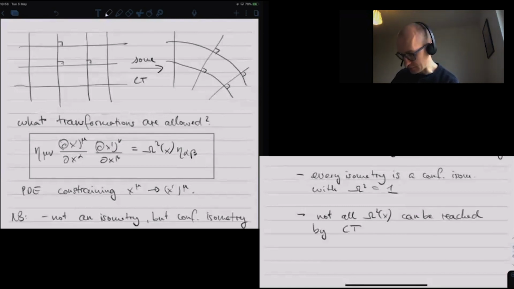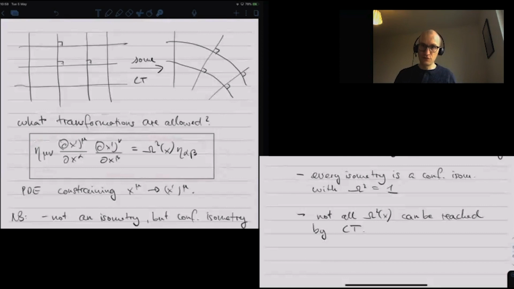By a conformal transformation. So one might have thought that this function omega is completely arbitrary, but in fact, as we shall see, this partial differential equation also determines the possible omega squared of x that you can get here. Now, why is this often a source of confusion? Maybe this is the last comment that I will make before the break.